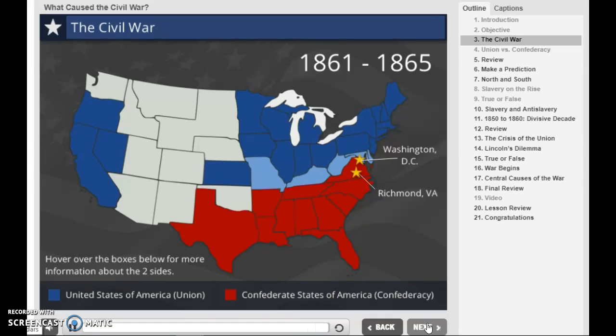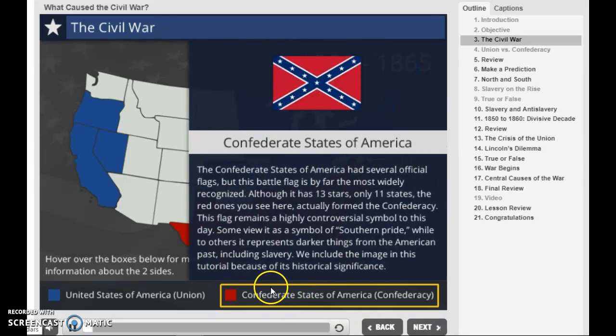You can hover over either of the boxes at the bottom of the screen for more information about the two sides. The Confederate States of America had several official flags, but this battle flag is by far the most widely recognized. Although it has 13 stars, only 11 states, the red ones you see here, actually formed the Confederacy. This flag remains a highly controversial symbol to this day. Some view it as a symbol of Southern pride, while to others it represents darker things from the American past, including slavery. We include the image in this tutorial because of its historical significance.